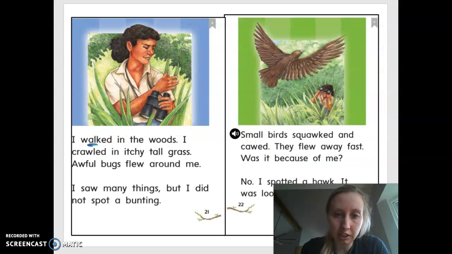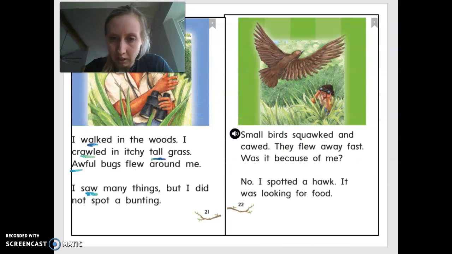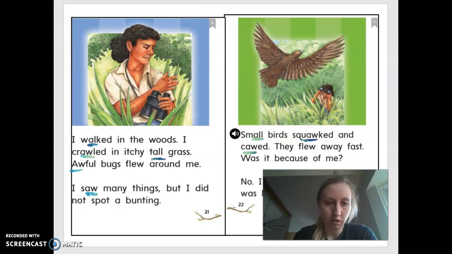I walked in the woods. I crawled in the itchy, tall grass. Awful bugs flew around me. I saw many things, but I did not spot a bunting. Small birds squawked and cawed. That means they're making noise. They flew away fast. Was it because of me? No, I spotted a hawk. It was looking for food.